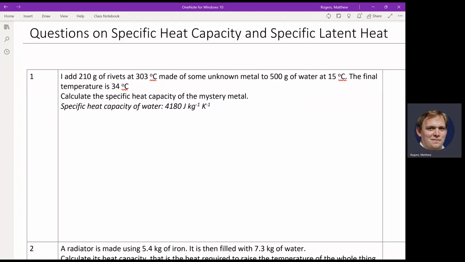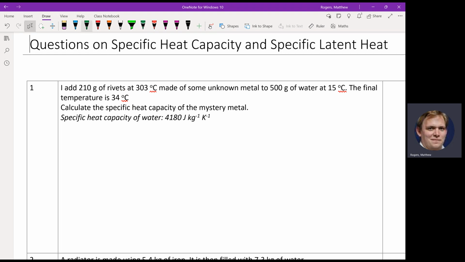Question 1 says I add 210 grams of rivets at 303 degrees Celsius made of some unknown metal to 500 grams of water at 15 degrees Celsius. The final temperature is 34 degrees Celsius. Calculate the specific heat capacity of the mystery metal.